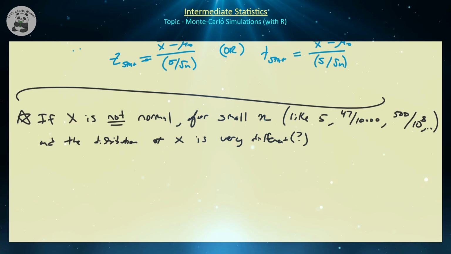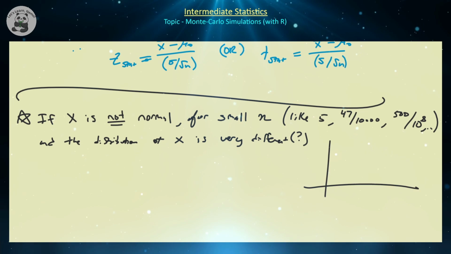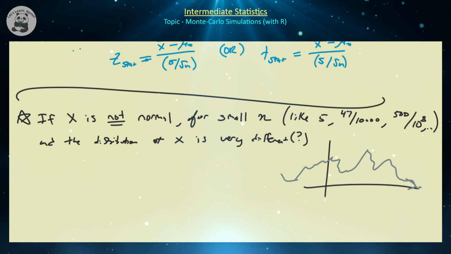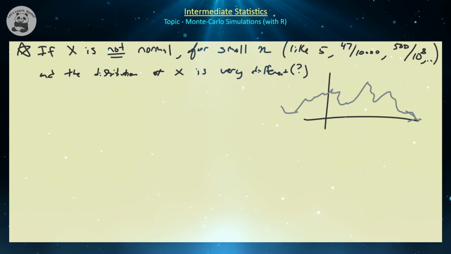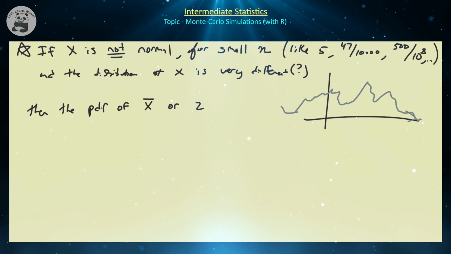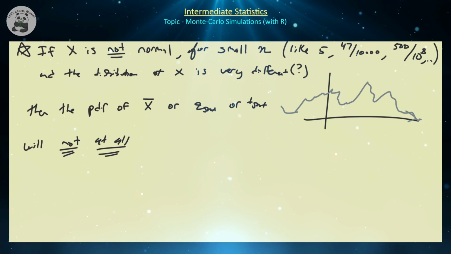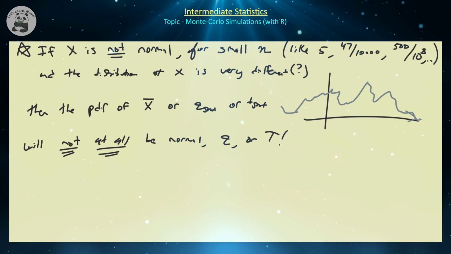And keep in mind, we usually don't know what this distribution looks like, right? But you can use your imagination. Maybe the distribution we're sampling from is sort of like that. Does that look normal? Probably not, right? So if that is the case, then the distribution of x bar or z stat or t stat will not at all be normal, z, or t. That is very important to understand, regardless of how large your sample size is.